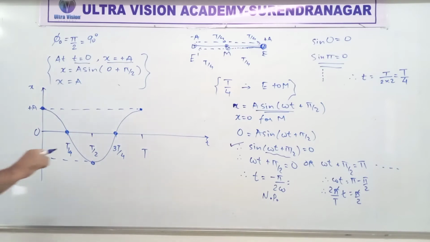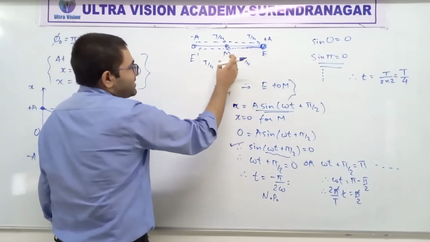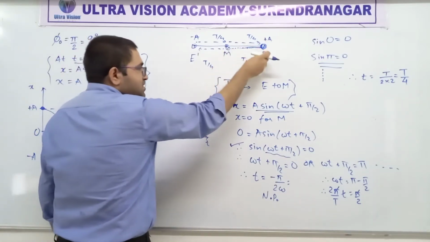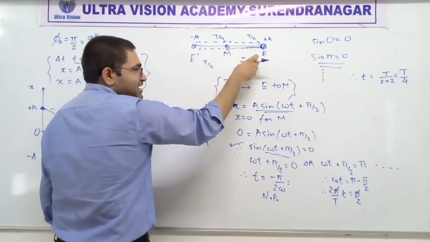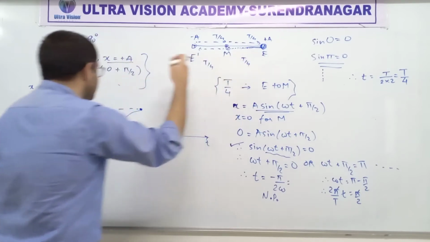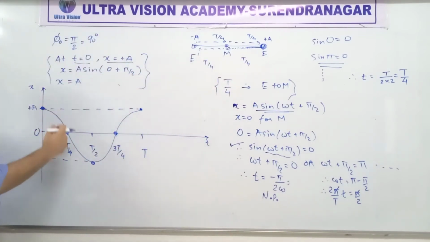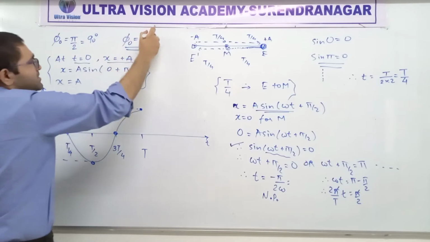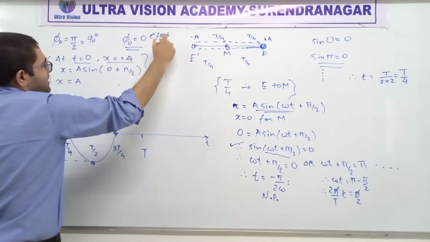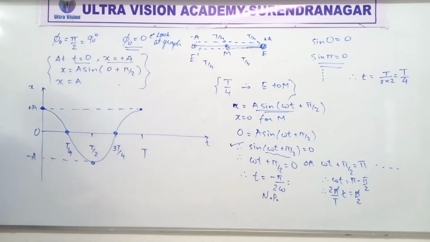Fairly simple, everybody. Going from E to M takes T by 4 time, because that is 1/4 of the oscillation. I want all of you to look at the graph for phi 0 equal to 0 for once. Look at the graph for this case. That graph is starting at 0, isn't it? And then it follows this pattern. Yes or no?